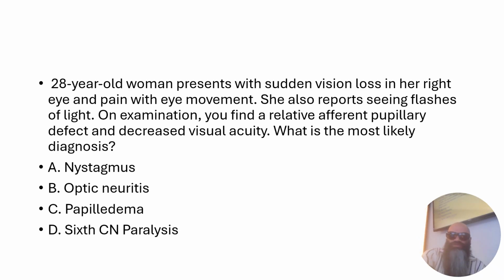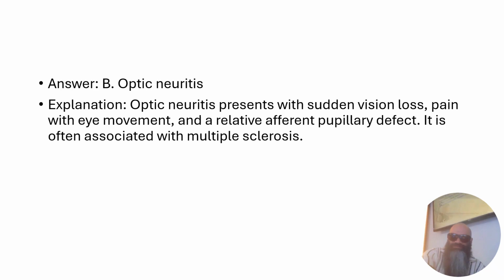All right, 28-year-old woman presents with sudden vision loss in her right eye and pain with eye movement, seeing flashes of light. Pupillary defect. B, optic neuritis. Okay, perfect. See, you guys are going to be okay. See how it works?